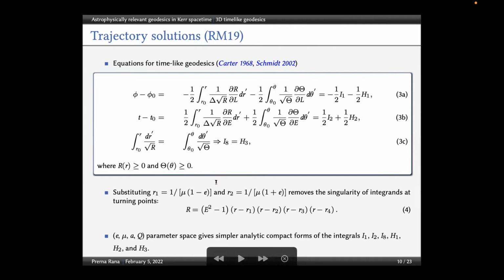What we have done is, as I discussed, we have these 4 roots, R1, R2, R3, R4. And we write these roots, which are turning points, in terms of 2 parameters, eccentricity and inverse semi-latus rectum. By using such a transformation, it helps us to remove the singularity of the integrands at the turning points. Hence, we use this parameter space, E mu AQ, and we derived an analytic solution for all these integrals.